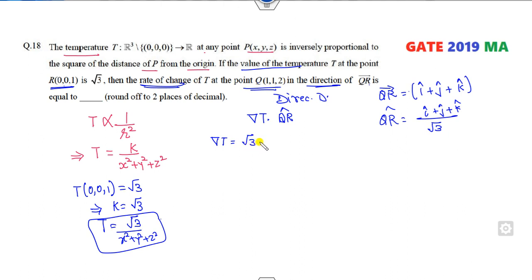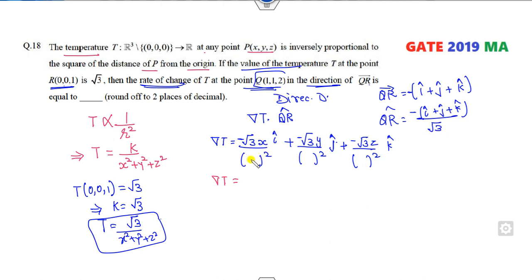So what is that? It is root 3 x i cap over whole square plus root 3, it's a minus, you can take a minus common, there is no issue. So it's a minus y over whole square of j cap plus minus 3 z over whole square k cap. At this point, what is the gradient? At this point, minus root 3 over, at this point there is 4 plus 5 plus 1, 36 is common, it's 1 i cap, 1 j cap, 2 k cap is common.